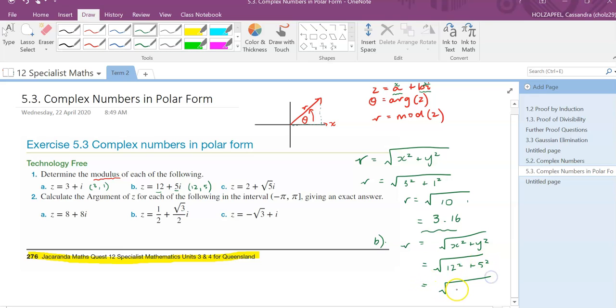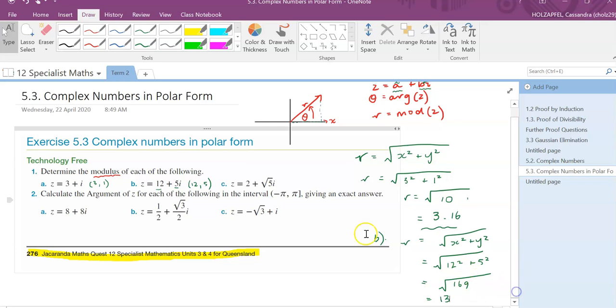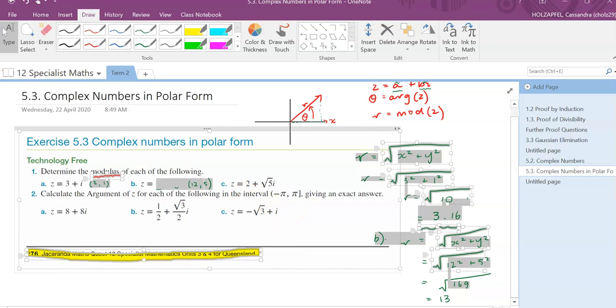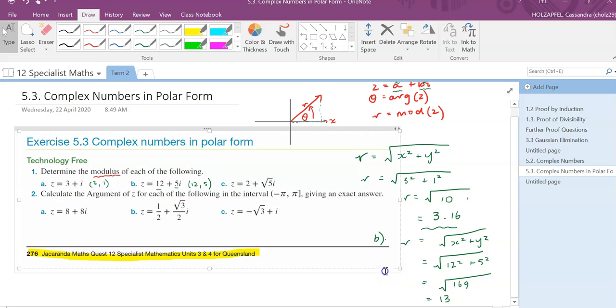12 squared is 144. 144 plus 25 is going to be 169. And so the square root of 169 is 13. So for that one, it is a nice whole round number value. Okay, so I'm guessing you guys can go and have an attempt at C on your own. It's not too tricky.